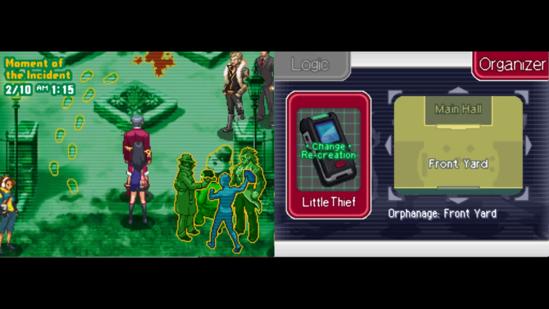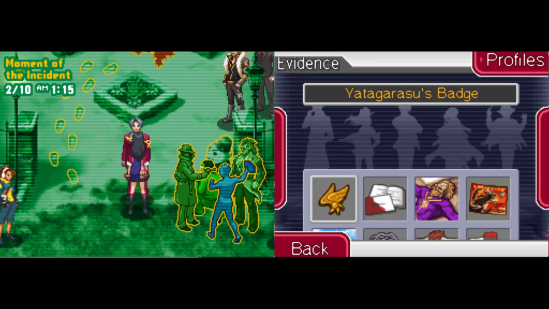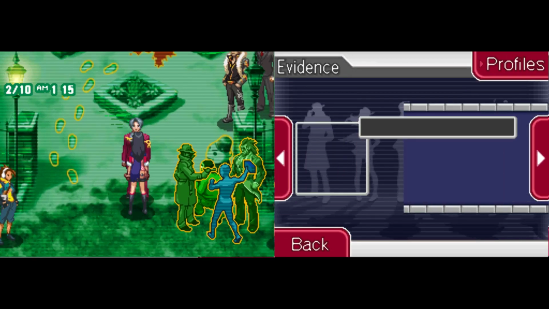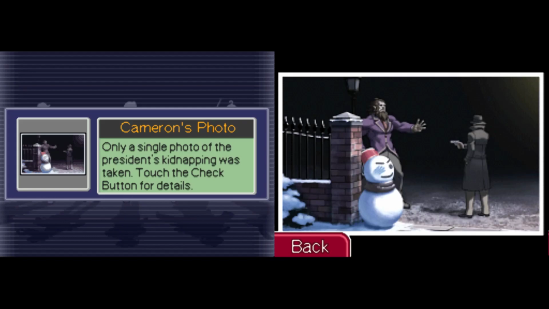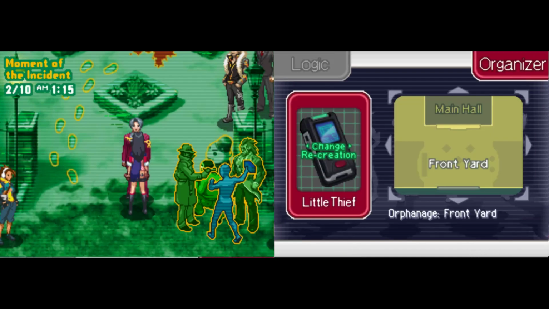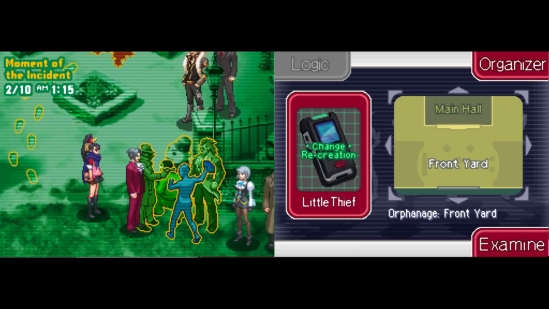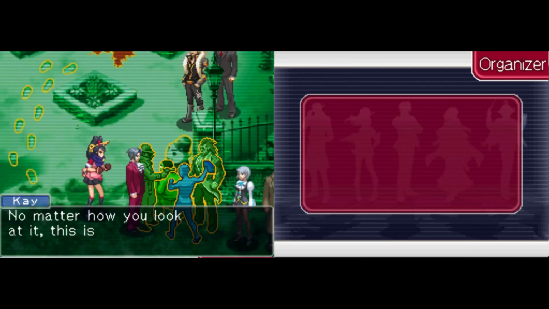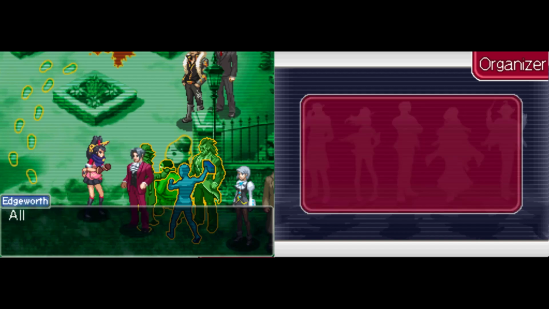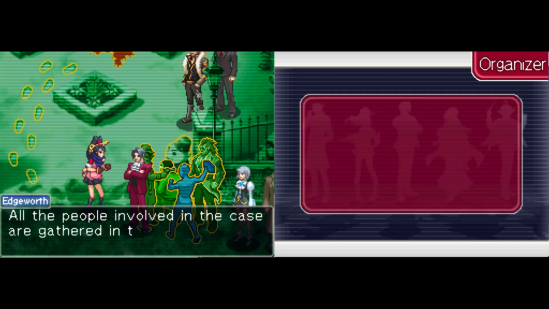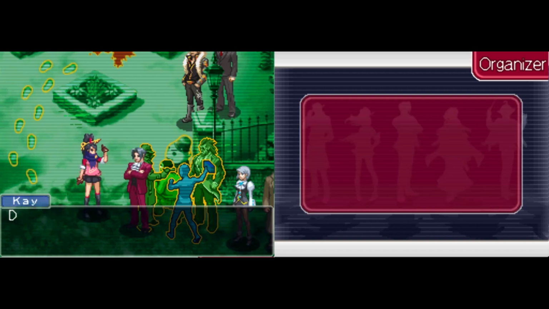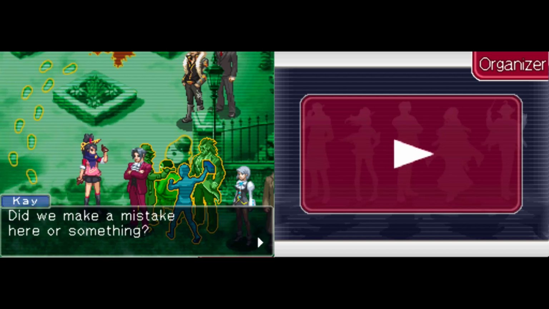Well then, if that's true, then who the hell took this photo? This case is just destroying my brain right now. No matter how you look at it, this is strange. All the people involved in the case are gathered in the same place. Did we make a mistake here or something?